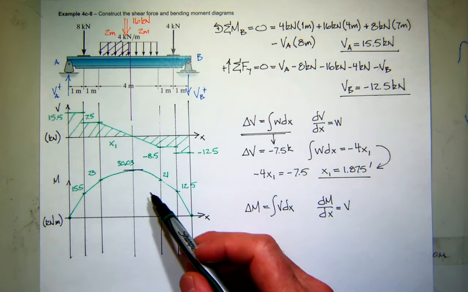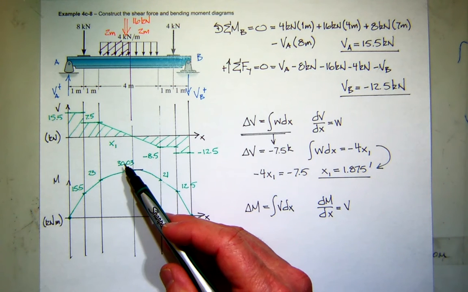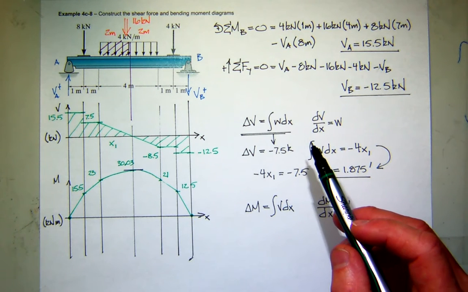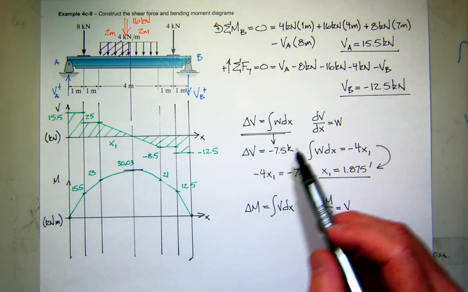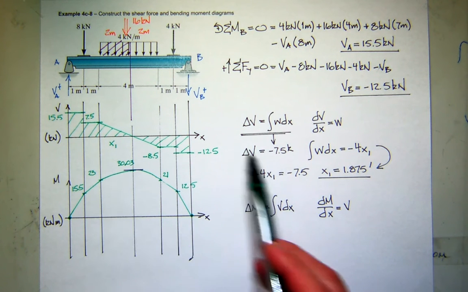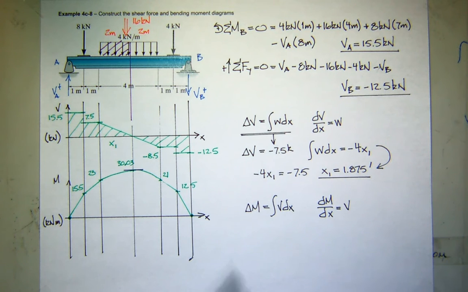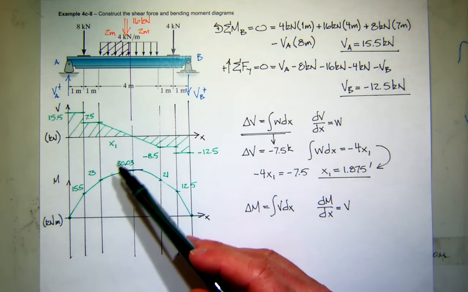So let me ask you this question. What is the maximum moment in the beam? 30.03. Where does it occur? So from A, it would be 1 plus 1 plus, so it would be 3.875 from A. So now you can tell me exactly where the maximum moment occurs and what its value is.